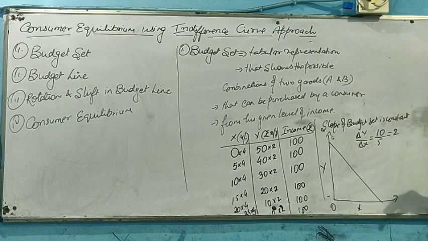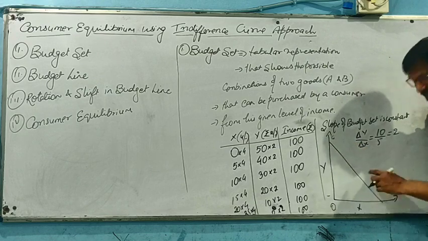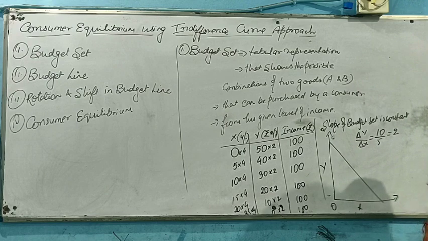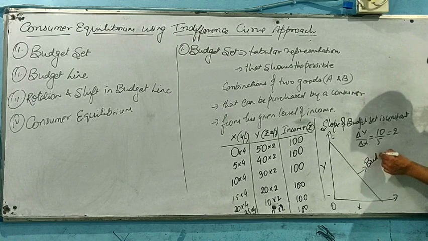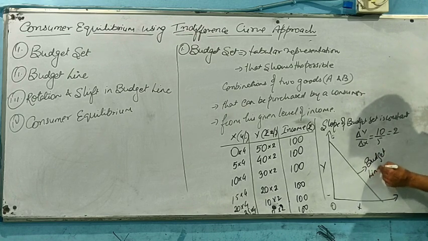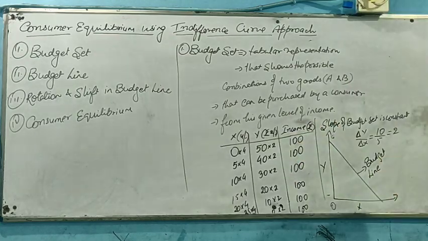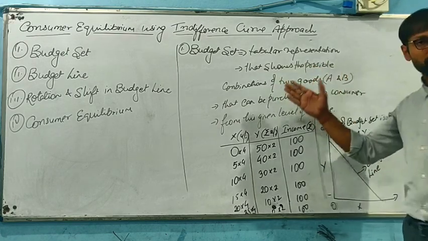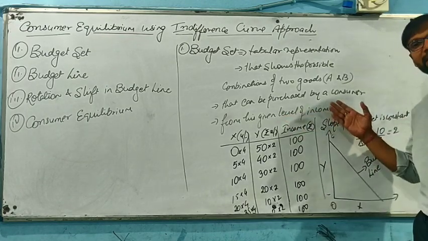So when the slope is constant, neither rising nor diminishing, it will be a straight, slanting, downward sloping line. This is what we call the budget line. So we can define the budget line as a diagrammatic representation of a downward sloping straight line that indicates the various possible combinations of two goods that a consumer can buy or purchase with the given level of income.